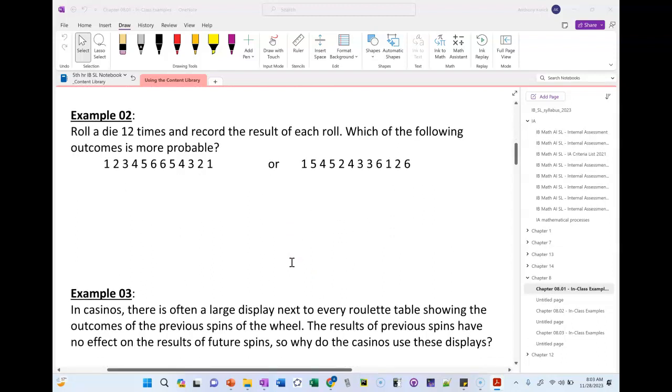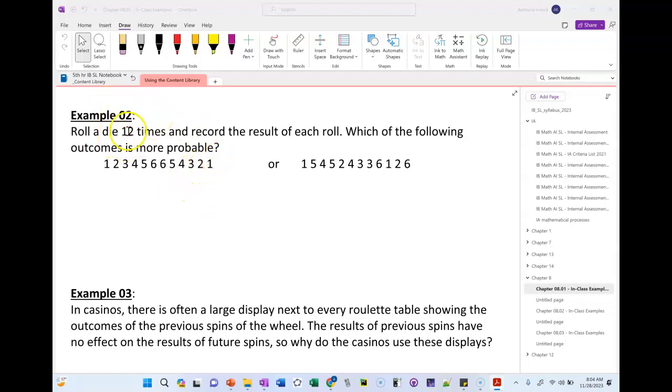All right. Example 2. Roll a die 12 times and record the results. We've rolled a die 12 times and recorded the results of each roll. Which of the following outcomes is more probable? Why do you think it's a trick question? Exactly right. That's correct. Both outcomes are equally likely. Everyone's okay with that?